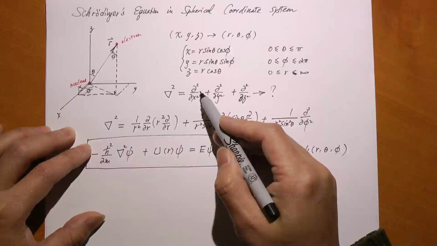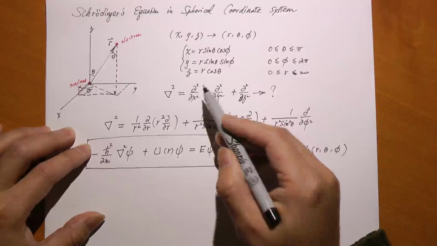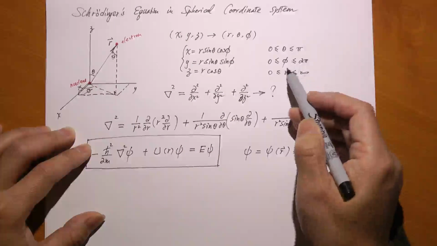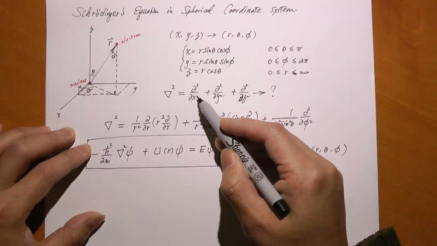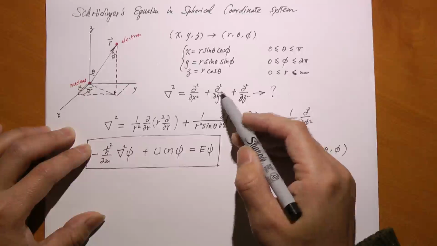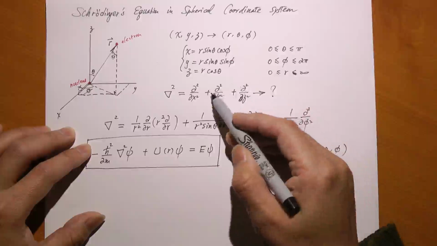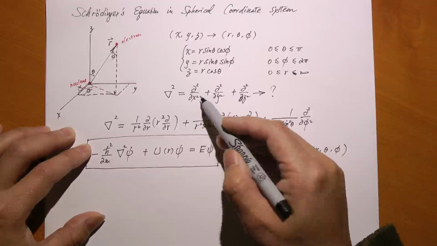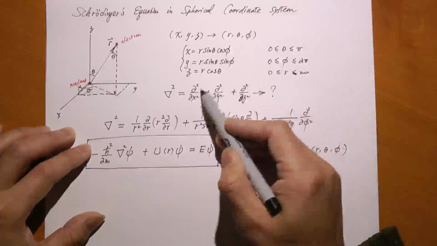What you do is use the chain rule, okay? Partial x, for example. How do you write it in terms of partial r, partial phi, and partial theta? Use the chain rule. Okay, for example, partial x equals partial r times partial r over partial x, plus partial theta times partial theta over partial x, and so on. And this is just the first derivative.